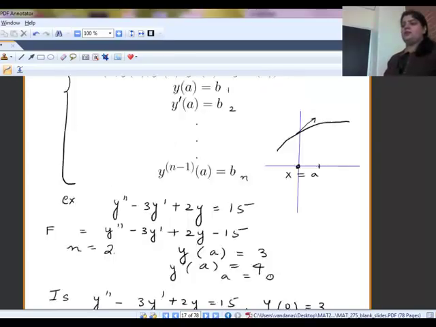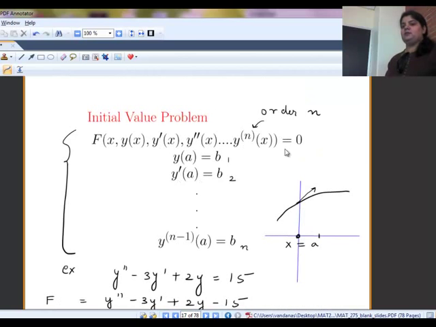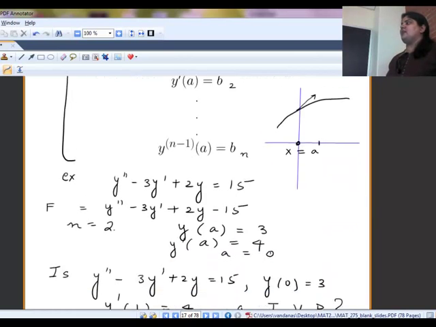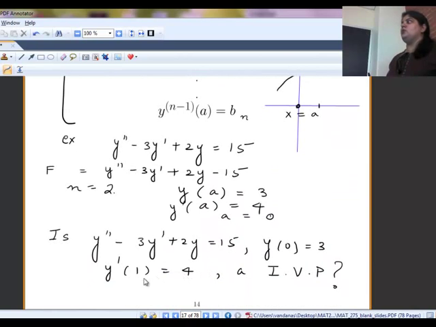If you compare this differential equation and the pattern here, you need the initial conditions at only the same point. The moment I said y prime at 1 is 4, this is not an IVP. I have to specify the derivative also at 0. This point should be the same, x should be the same; the right hand side could be different, but x has to be the same. Okay, so this is not an IVP.